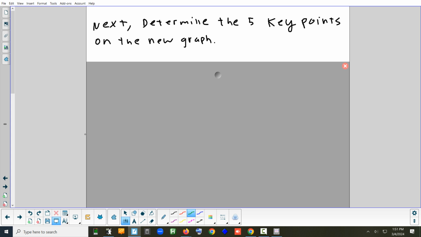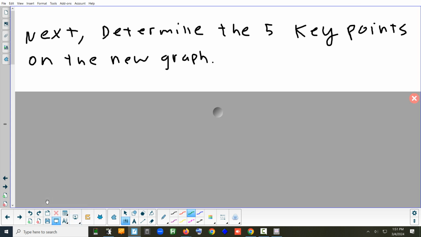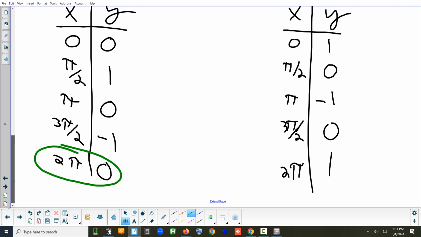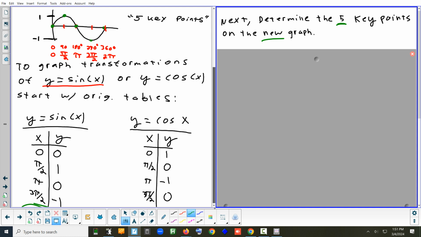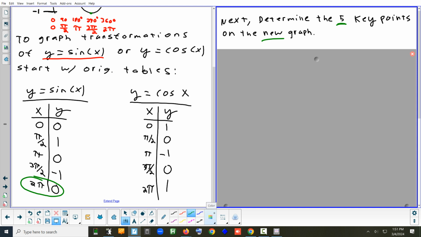Okay, so now once you have the table and I give you a problem, you have to find the 5 points on the new graph. These tables are the original graph. Now we have to adjust them. If you were to shift something up or down, what would change in these tables? The y values would change. What if you were to shift something left or right? Just the x values, right?